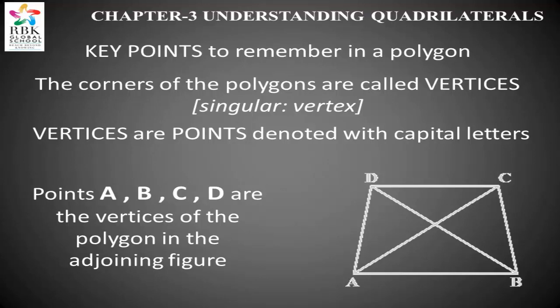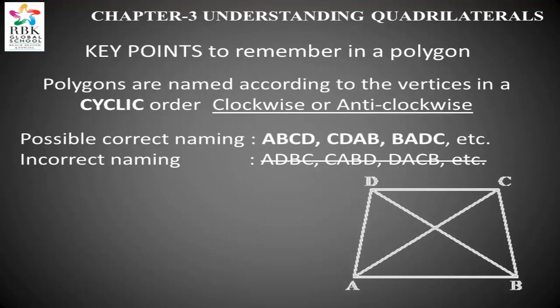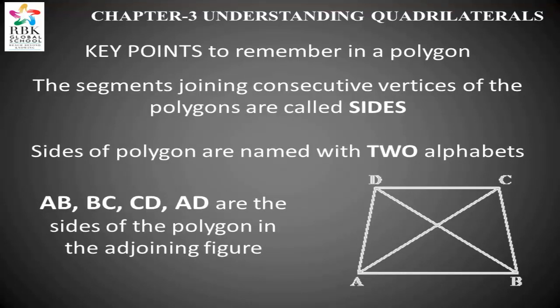The naming of the polygon is done in cyclic order, clockwise or anti-clockwise, irrespective of the point from where you start. The names ABCD, CDAB, and BADC are correct. The line segment joining any two consecutive vertices of the polygon is called a side. Sides of a polygon are named with two alphabets as done below.